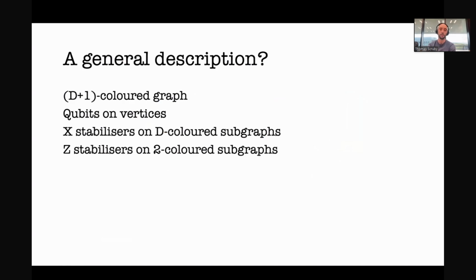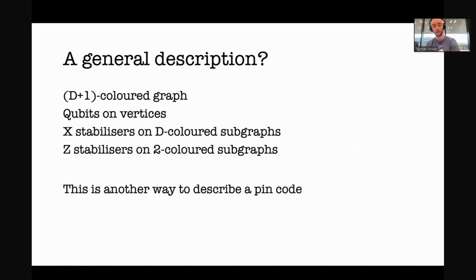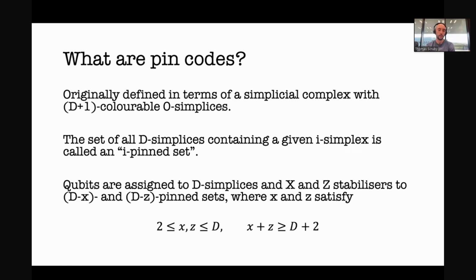Anyway, maybe this is some kind of general description for a color code object that forgets about all this geometry, right? You take a graph that has d+1 colors of edge. You put a qubit on every vertex, and then every d-colored subgraph is an x stabilizer, and every 2-colored subgraph is a z stabilizer, right? This is some first attempt to do this. And this is actually just another way to describe a pin code. So pin codes already exist, and they're more traditionally defined in this way.